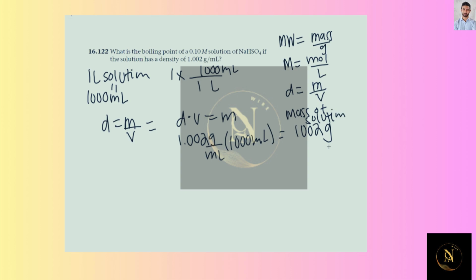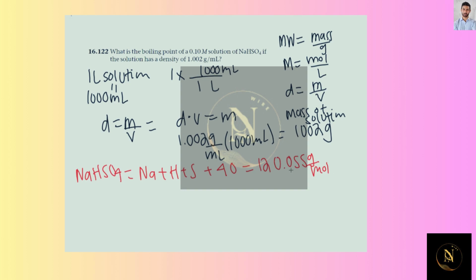Next, we're going to find the mass of the solvent and the solute. To do that, we need to know the molecular weight of NaHSO4, and you just add up the molecular weight of each of the elements: Na plus H plus S plus 4 oxygens. When we do that, we get a molecular weight of 120.055 grams per mole. To determine the mass of the solute, we'll use this molecular weight.